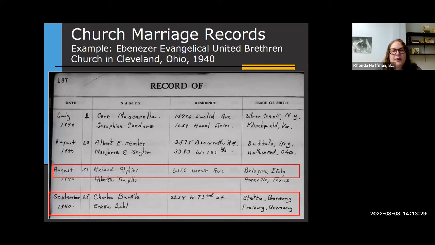Marriage records also, I would say marriage records are the most likely to include this information. Here we have an example from an Evangelical United Brethren Church in Cleveland, Ohio from 1940. And we see a Richard Alghini from Bologna, Italy. And then we see Charles Barkel and Erika Ahl from Stettin, Germany, and Freiburg, Germany.